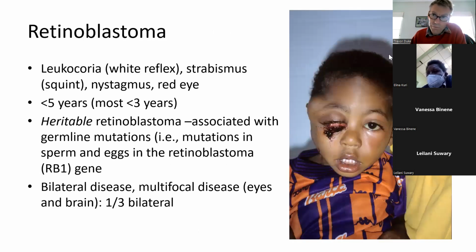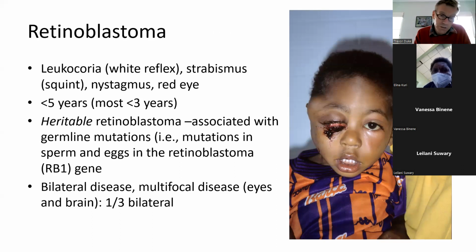I wanted to talk a bit about retinoblastoma. And the reason why I want to talk about it again, a bit like Burkitt, is because it's a more common tumor in PNG than it is in other countries. It's quite rare in many countries, but not so rare in PNG.